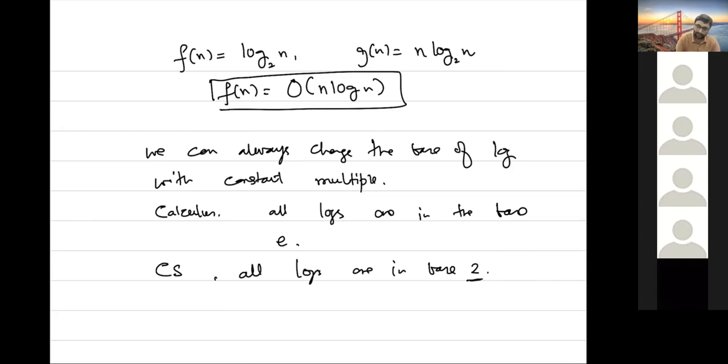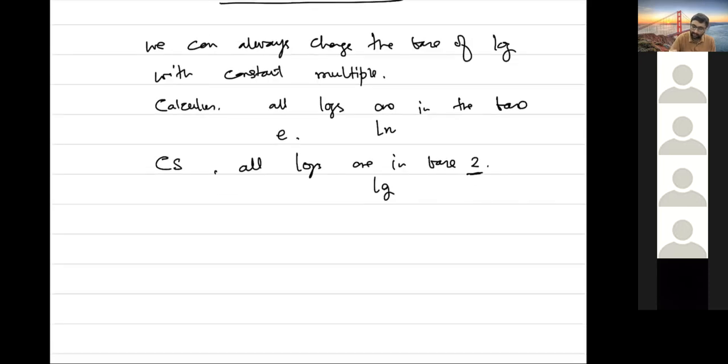For logs of base e, we usually write ln, which we call natural log. And when we write log to base 2, we just write lg, which means log to base 2. But it's okay, it's just notation. We can interchange this notation. And log means log to any base, regardless of how we write it, right? So it is not important that we write the base here, because that base can be ignored. We can change the base to any base you like. Do you know how and why?